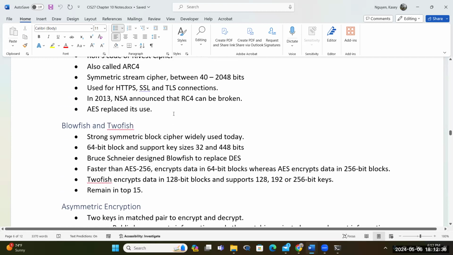Earlier you learned about bcrypt, which is based on Blowfish and Twofish. This is a symmetric block cipher.